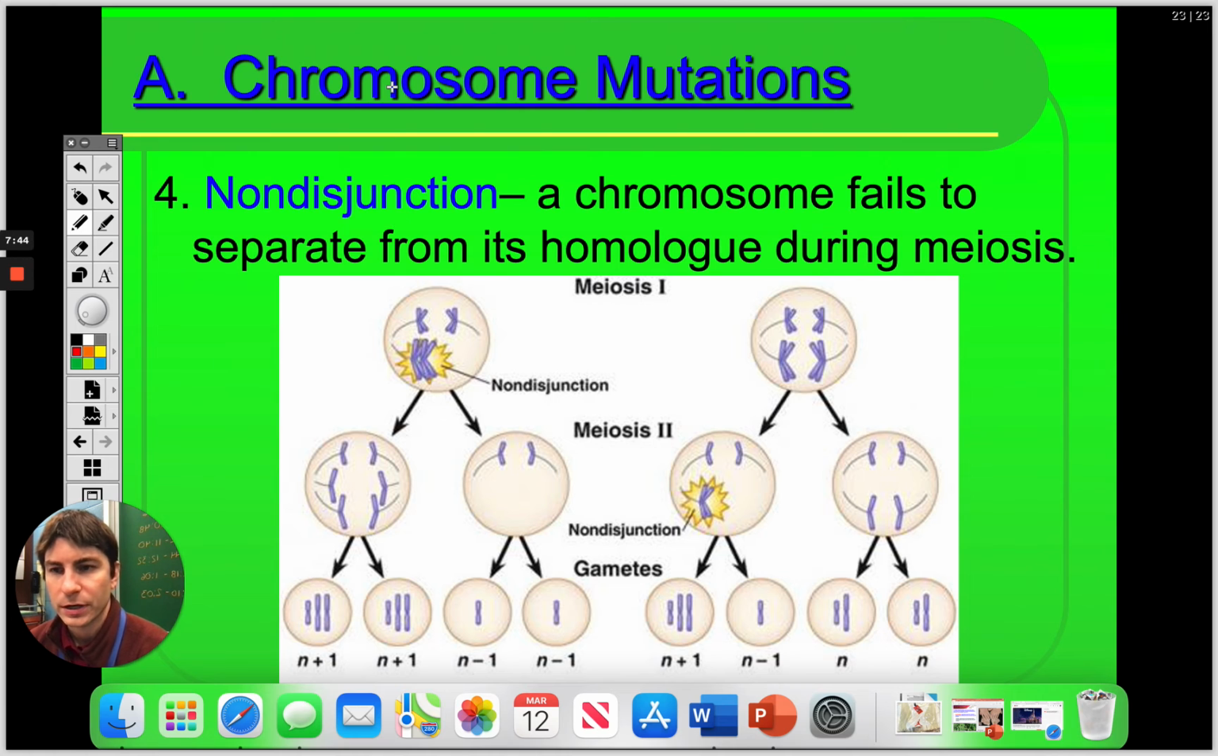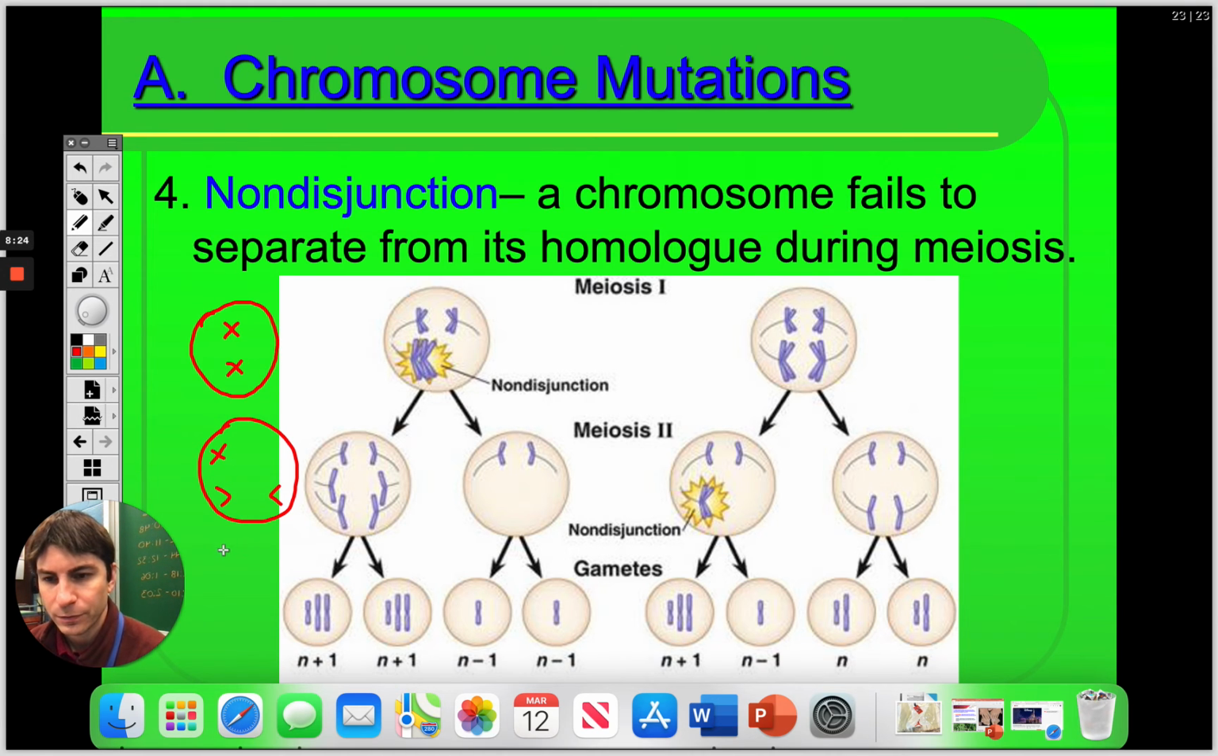But what happens in non-disjunction? If you remember, we were talking about the law of segregation during meiosis, where our chromosomes are going to separate to opposite poles of the cell. Now, if they don't separate, I'll just draw you a picture here. Let's say we have, I'm just going to do 2 chromosomes here. And let's say our bottom one separates. So we get 1 over there, we get 1 over there. And then on the top, that one doesn't separate. It all gets pulled to one side.